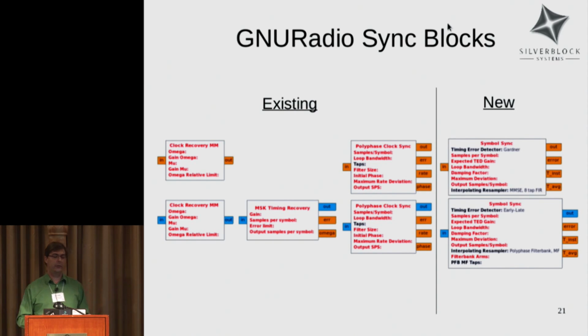Okay, so going to the more practical aspects here, that was all our theoretical and book learning for tonight. The existing GNU Radio blocks that implement this PLL architecture, there's 5 of them. The top 2 are float versions. The bottom 3 are complex versions: clock recovery M&M, MSK clock timing recovery, and polyphase clock sync. I've added 2 new blocks, one for float and one for complex, that are called symbol sync blocks. These are a superset of all the functionality in those blocks on the left. And they fixed a lot of the bugs I encountered with these blocks.